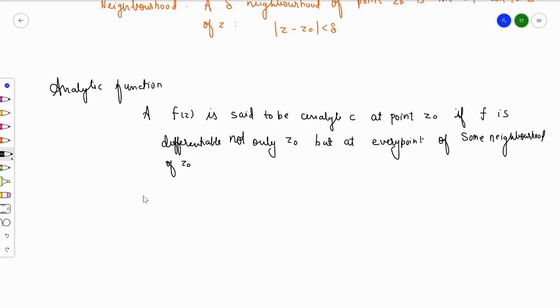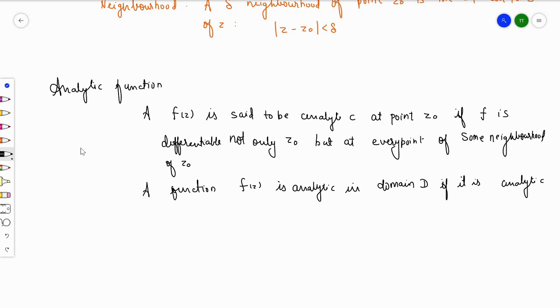Okay, the second definition we can write: a function f of z is analytic in a domain D if it is analytic everywhere, at every point.